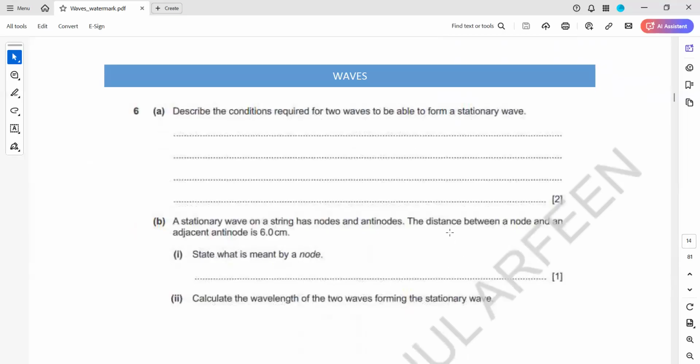In page 14, describe the condition for two waves to be able to form a stationary wave. Again, a repeated question. The condition for formation of a stationary wave is that the two waves must move in opposite direction, be the same type of wave, and should have the same speed and frequency or wavelength to interfere.